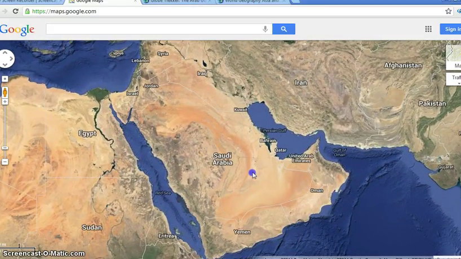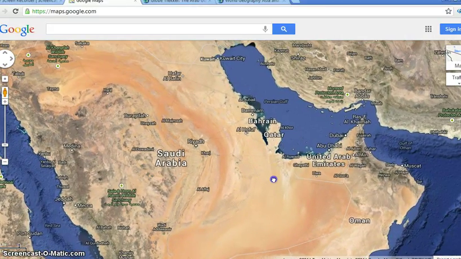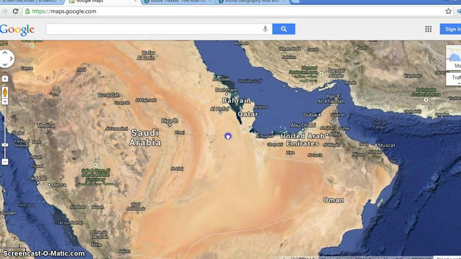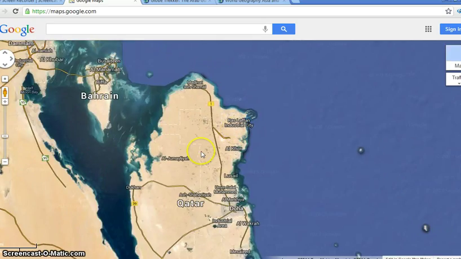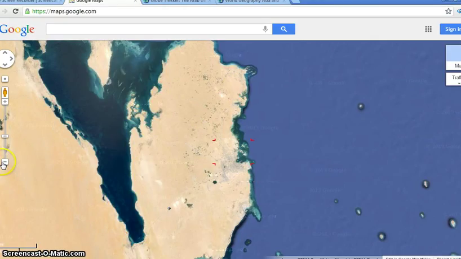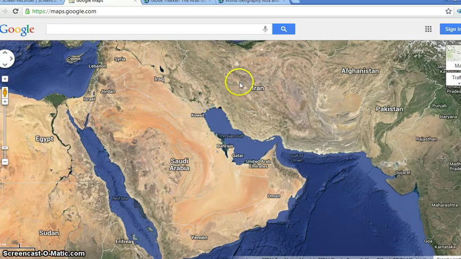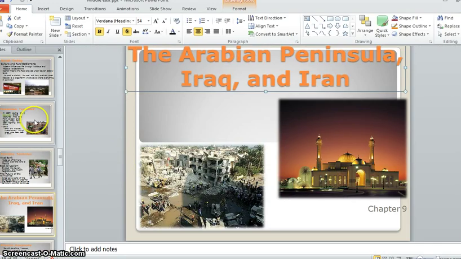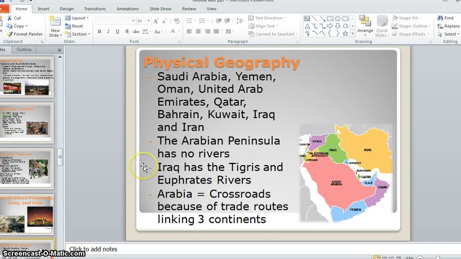One of the things that you might not have known about this area was that there are several different countries. And one of the things that you'll notice as we study this is that it's a lot of desert and a lot of Islam in the area. So going back to the notes, again, there's another picture of the map. The physical geography of this area are Saudi Arabia, Yemen, Oman, United Arab Emirates, also known as the UAE.